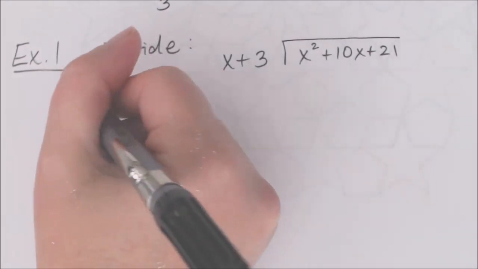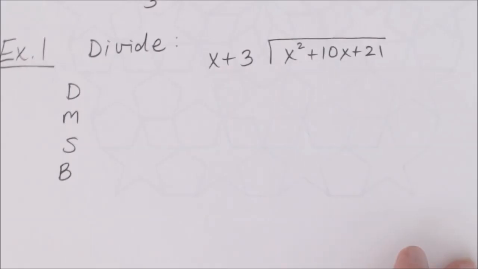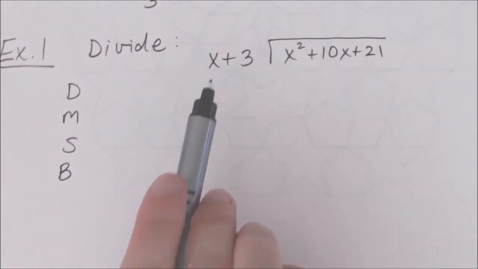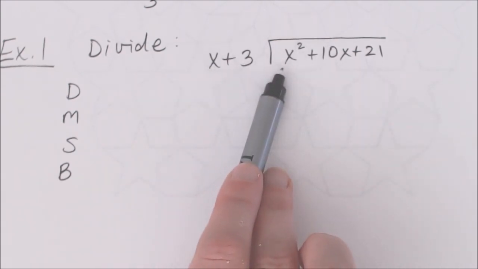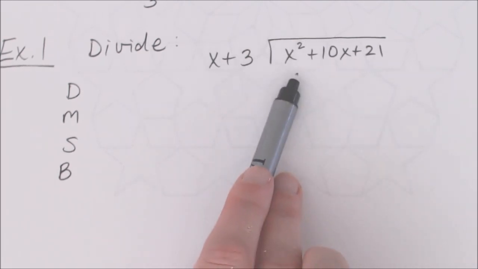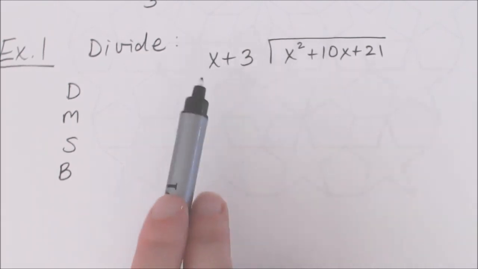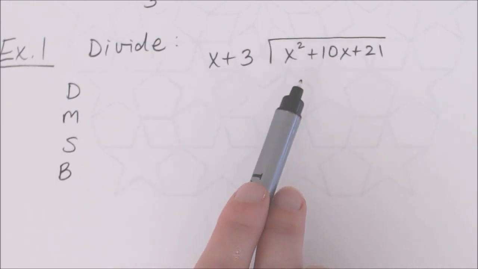So the process is the same. We're going to follow that divide, multiply, subtract, and bring down algorithm. So all we have to look at with these is the very first term. So x goes into or divides into x squared how many times? In other words, x times what would give me x squared? That's another way to think about it. Like if you factored an x out, what would you multiply it by to get x squared? And that would be x.